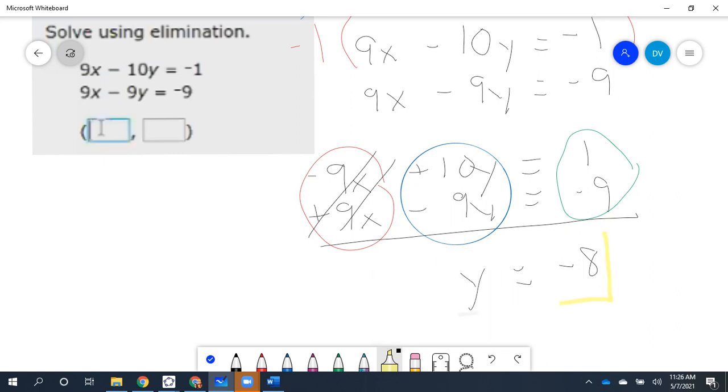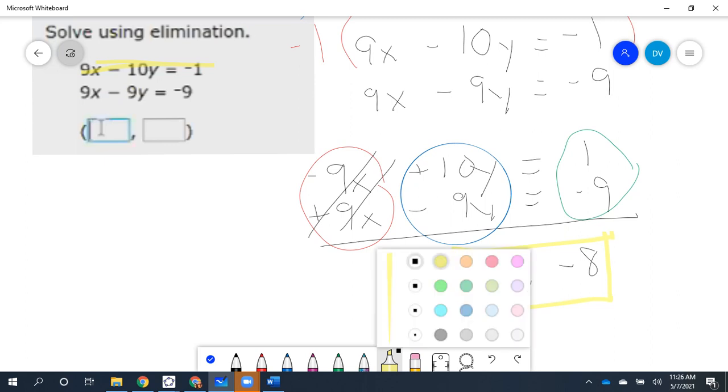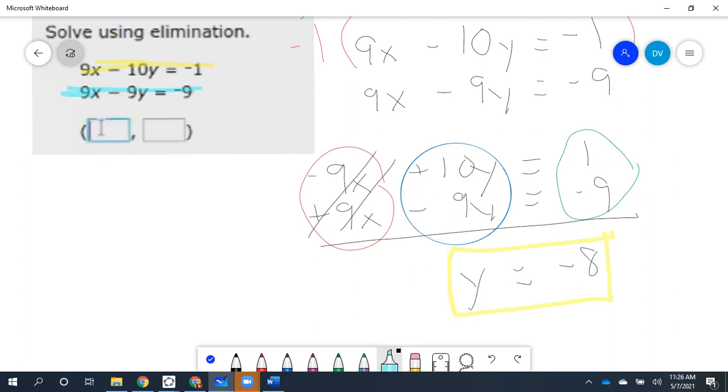So now what we're going to do is go back to the original problems. It doesn't really matter which one we use here. I'm going to call one the yellow problem, and I'm going to call the other one the blue problem. Which do you think will be easiest to work with, the yellow or the blue? It doesn't matter, they'll both work. What do you think?